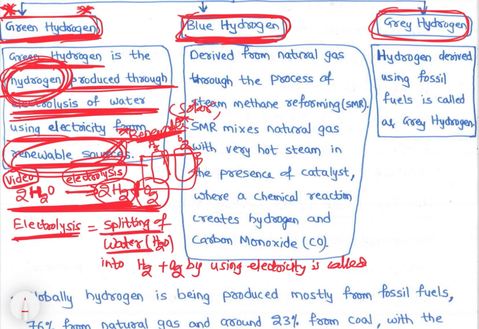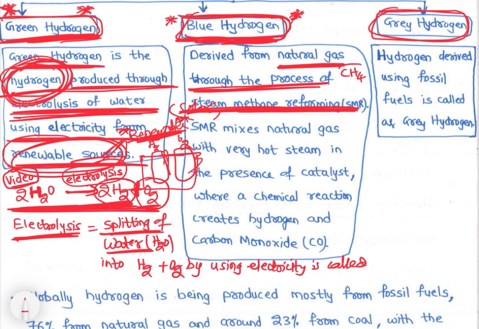Then next is blue hydrogen. Next is blue hydrogen, right? Blue hydrogen is derived from natural gas through the process of steam methane reforming. So blue hydrogen is derived from natural gas. So natural gas, we have what? Natural gas में major component is methane, that is CH4, right? So methane through steam methane reforming.